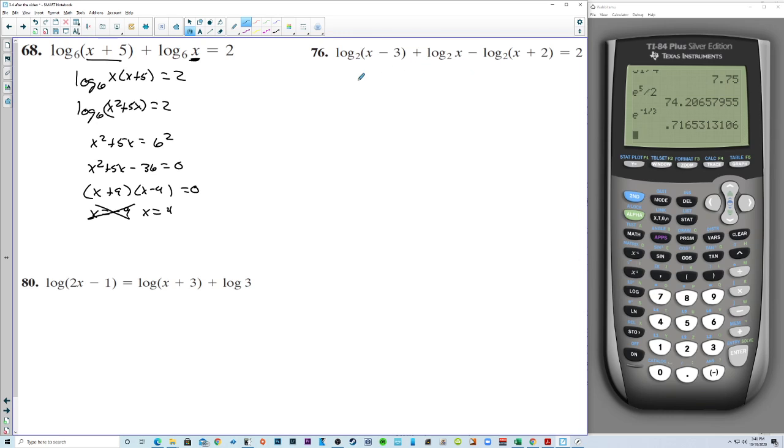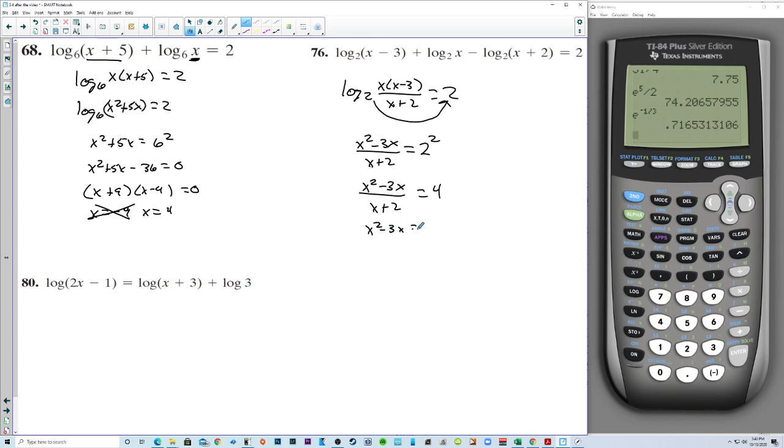Let's do the same thing here. Let's combine. So we have log base 2 of x times x minus 3, but then over x plus 2. And that's equal to 2. So we have x squared minus 3x over x plus 2 is equal to 2 squared. Remember, this is 2 to the second power. Logs always equal the exponent. So x squared minus 3x over x plus 2 is equal to 4.